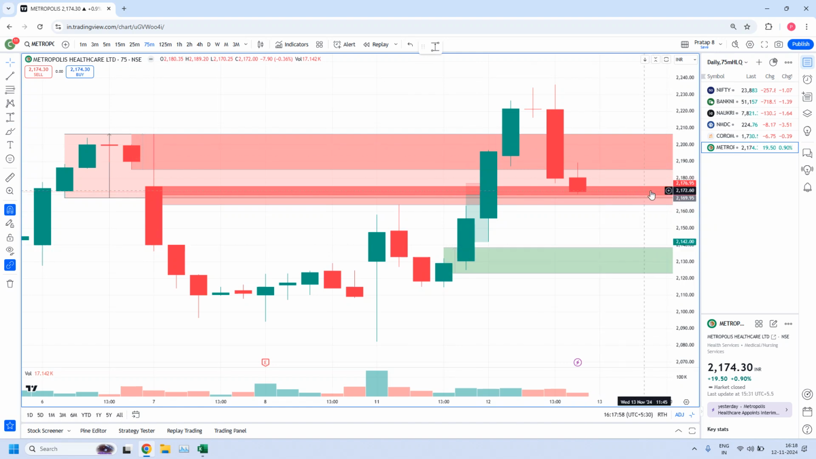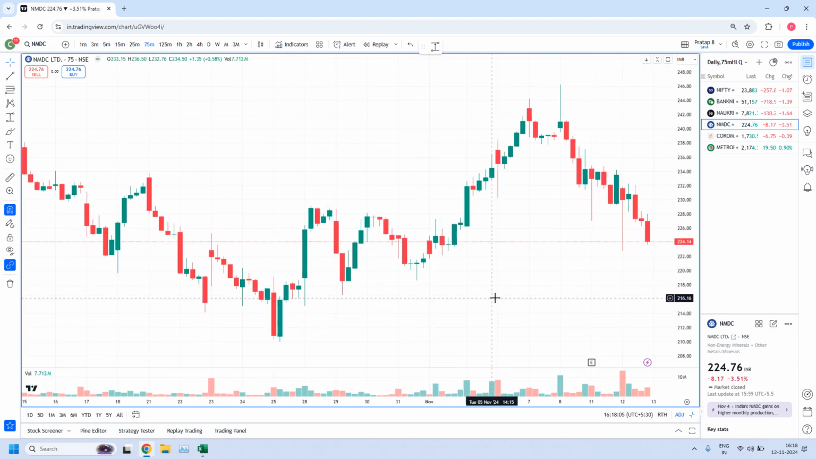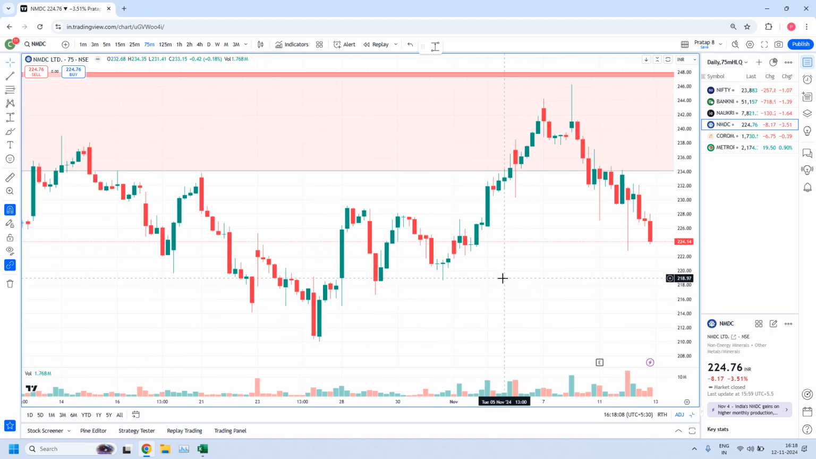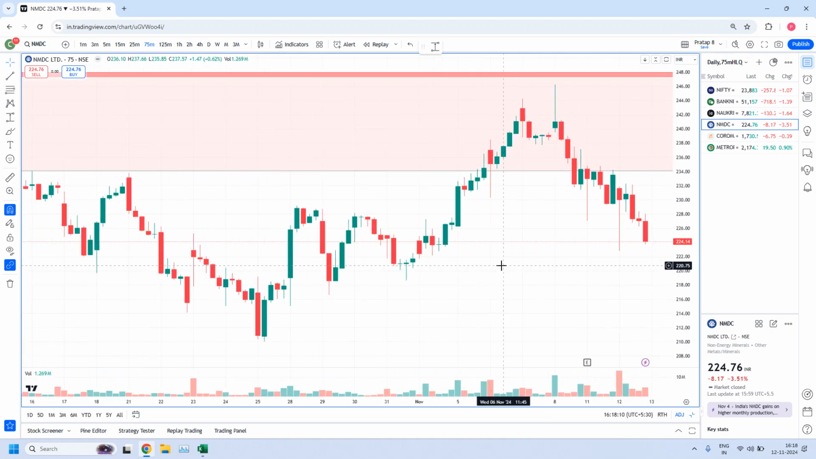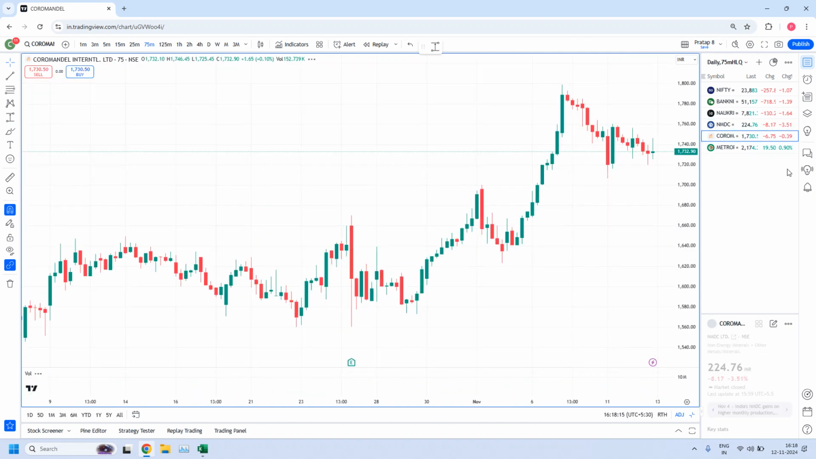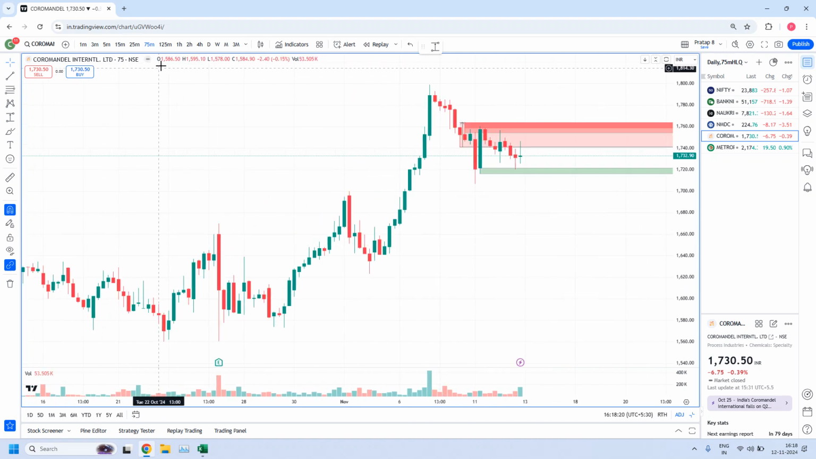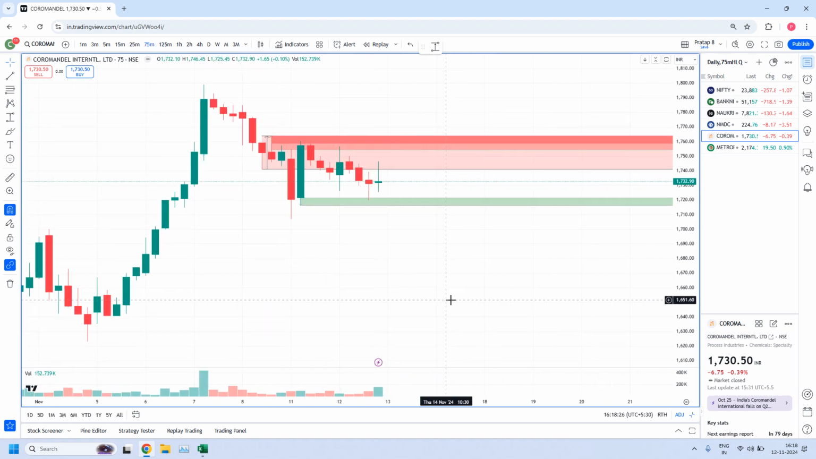And the next one is NMDC. This is the one slightly we missed the trade today. Sorry, not NMDC. It is Coromandel. Sorry, Coromandel. This is a 75 minutes high liquidity zone. This one we fine-tuned with 15 minutes time frame.